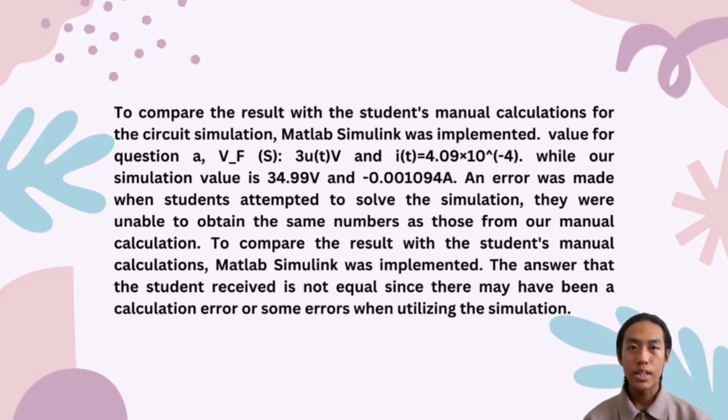Value for question A, VF(s) is equal to 3 u(t) V and I(t) is equal to 4.09 times 10 to the power of negative 4, while our simulation value is 34.99 volt and negative 0.001094 ampere. An error was made when students attempted to solve the simulation. They were unable to obtain the same numbers as those from our manual calculation. To compare the result with the student's manual calculations, a MATLAB simulation was implemented. The answer that the student received is not equal since there may have been a calculation error or some errors when utilizing the simulation.